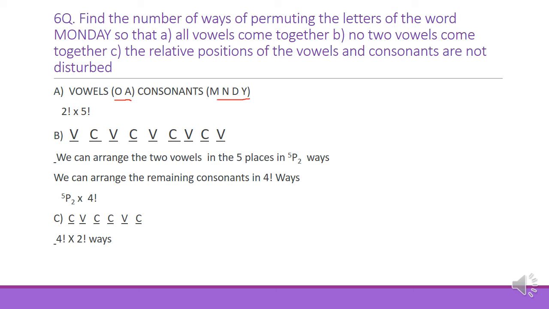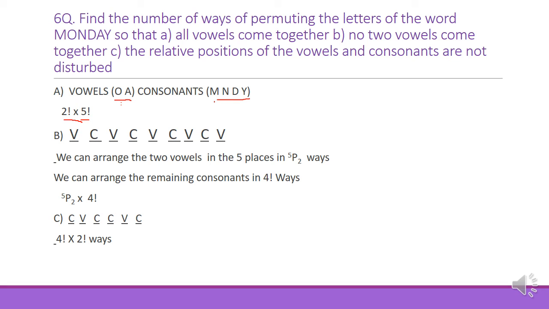Here, first question, all vowels come together. So consider O and A, these two vowels, as one unit and the remaining four consonants, four letters. 4 plus 1, we can arrange them in 5 factorial ways. And we can arrange vowels among themselves in 2 factorial or 2 ways. That is into 2 factorial. Totally, we can arrange that all vowels come together in 2 factorial into 5 factorial ways.